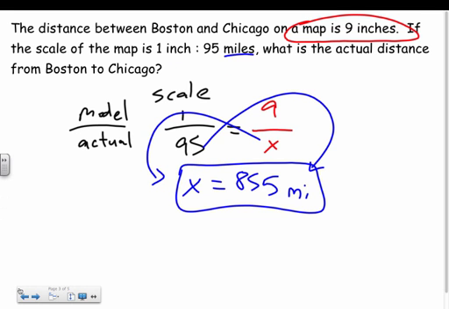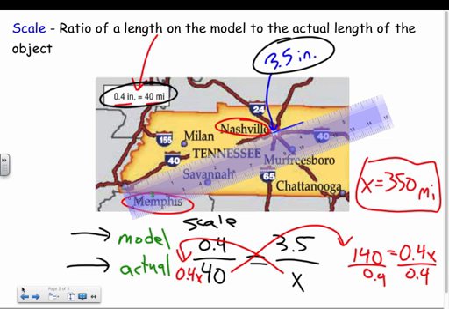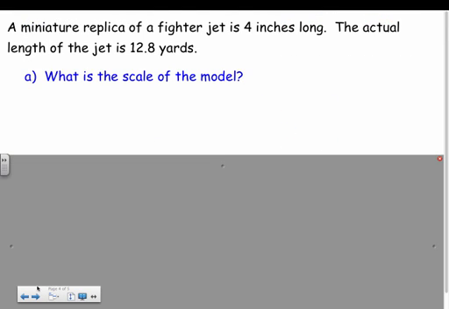So remember, if I look back to this last scale, we had 1 inch is 95 miles. And the scale before that, we had 0.4 inches is 40 miles. Well, usually we like to say 1 of something is equal to whatever else. Like 1 inch is this many yards, or 1 centimeter is this many miles. So if I look at my scale, right now it's every 4 inches is 12.8 yards. So I could use that, every 4 inches equals 12.8 yards.